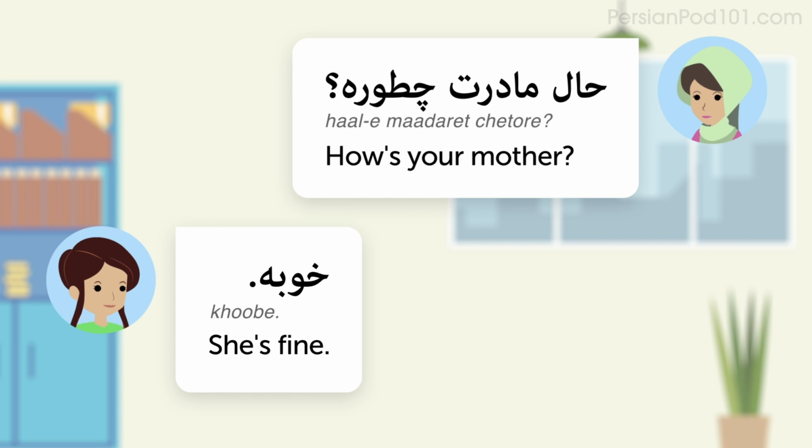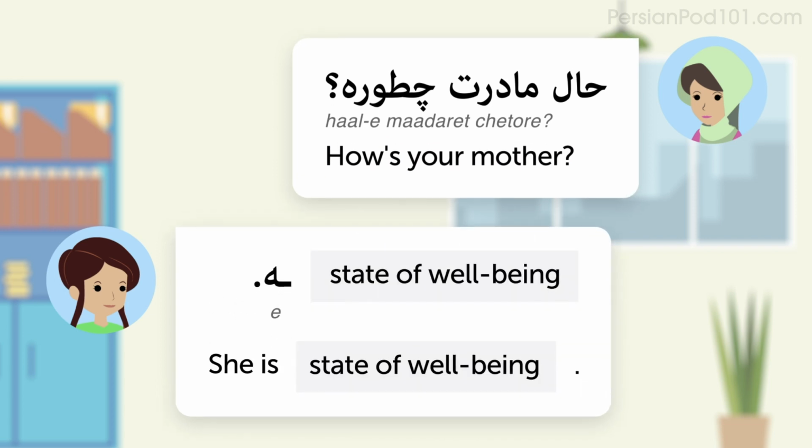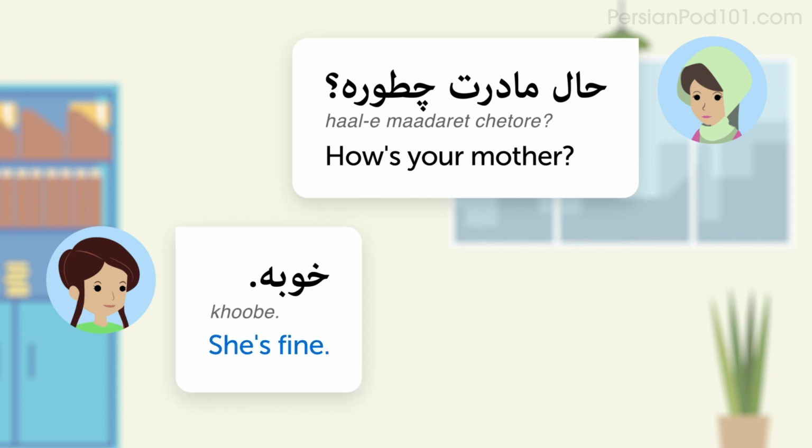Now, how do you answer this question? The pattern is state of well-being plus ه. This Persian sentence literally means state of well-being is. We omit the article she, but it translates as she is state of well-being in English. For example, she's fine. خوبه.